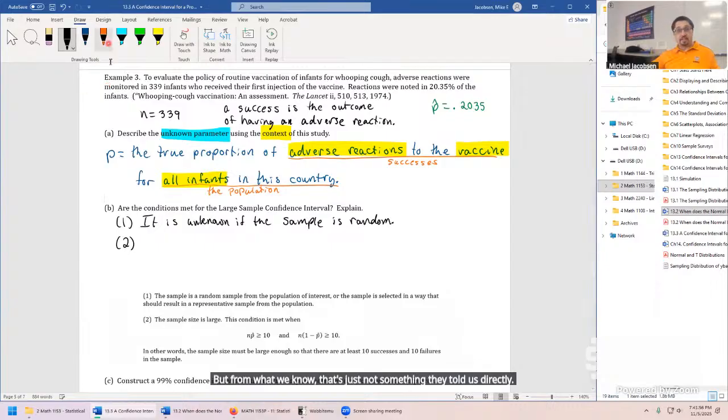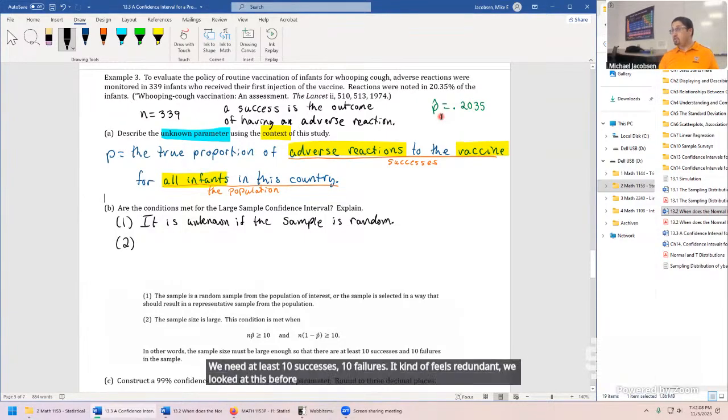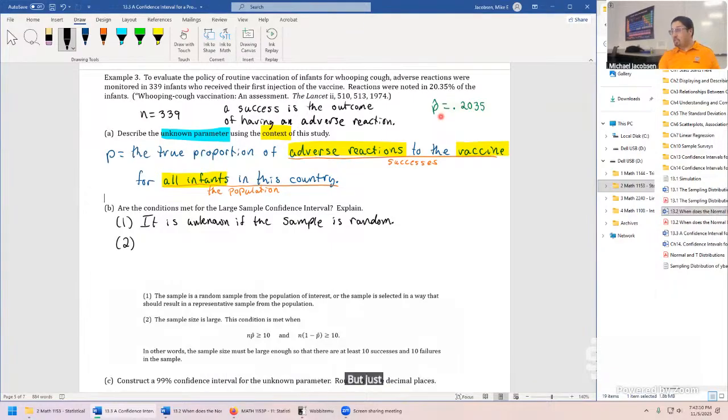For part two, the conditions of the confidence interval, we check if we have enough successes and enough failures. We need at least 10 successes, 10 failures. And it kind of feels redundant. We looked at this before in section 13.2, but just a reminder, let's do it again.